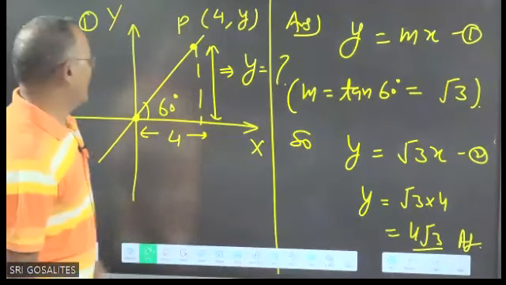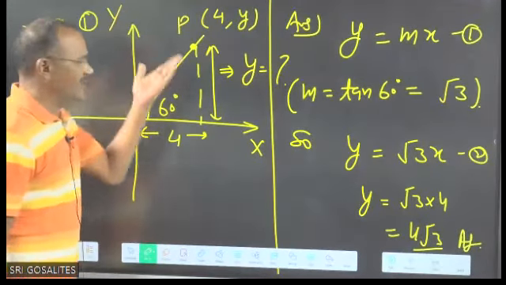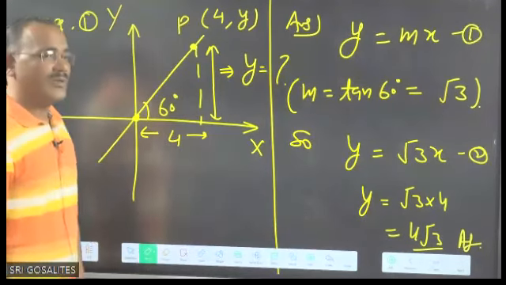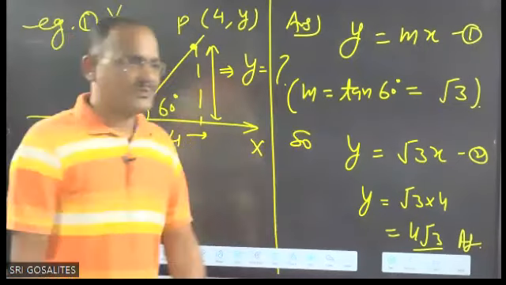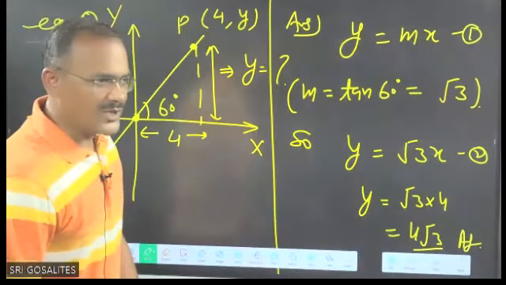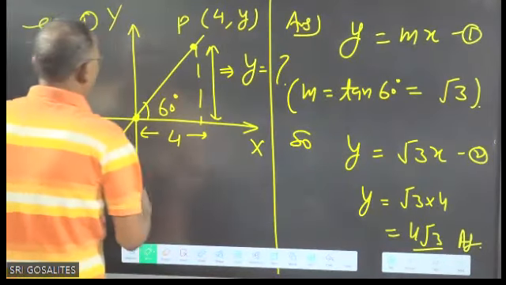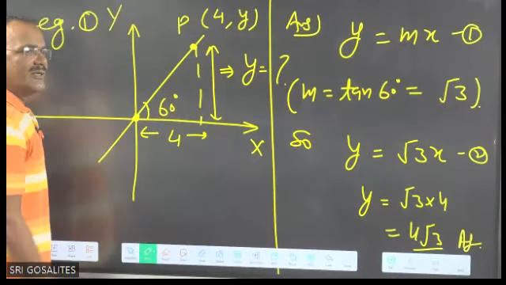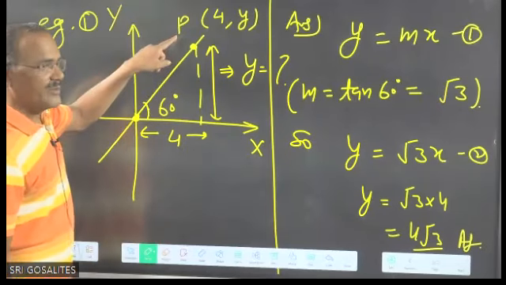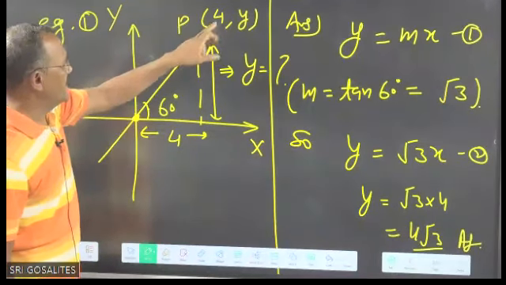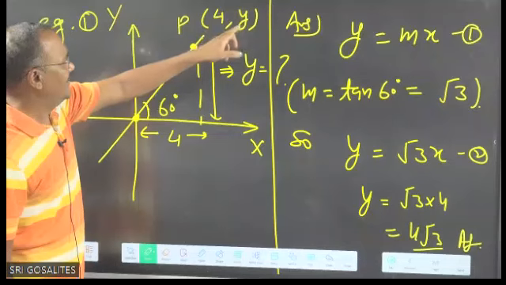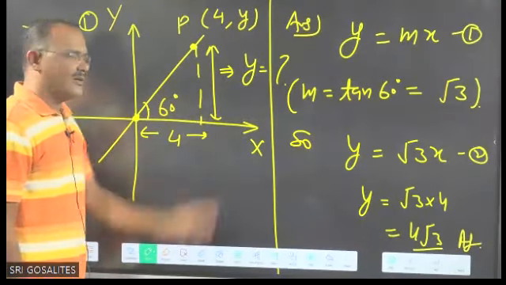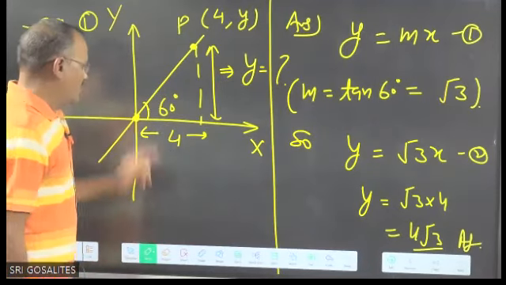Good. So for the line, we can have a relation between x and y coordinates at different locations. Copy this, please. One child wants me to explain again. Beta, there is a line which is passing through the origin, making an angle of 60 degrees with the horizontal. Then at the point P, we have coordinates: x is 4, and here is the y coordinate, which is unknown. We have to calculate this y coordinate. Then how can we calculate it?